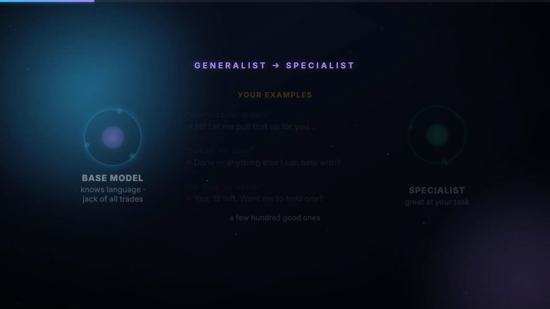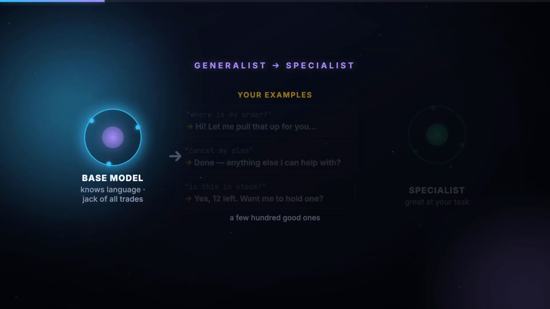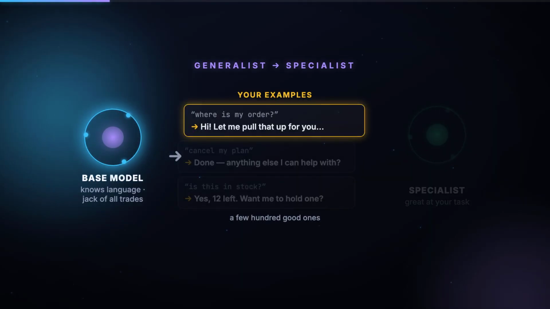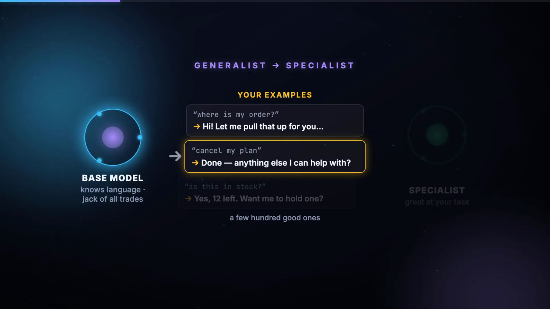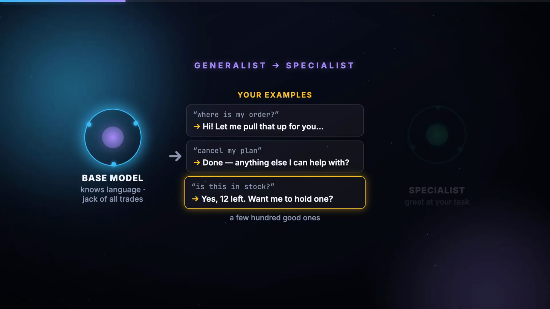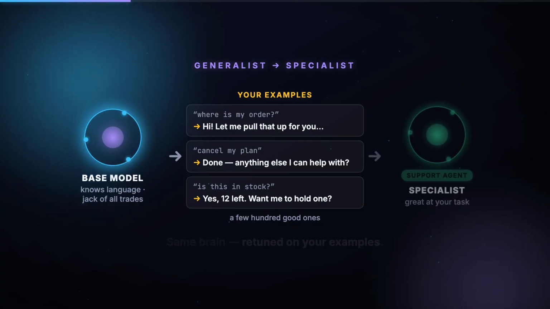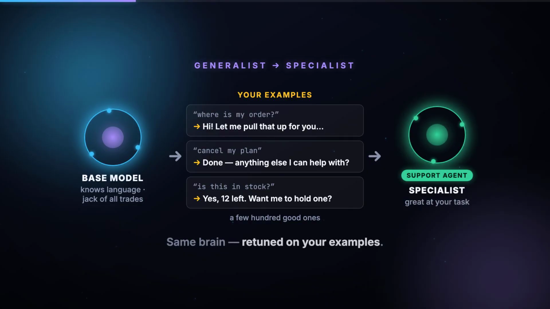You start with a base model, one that already learned language from a huge slice of the internet. Then you show it a smaller batch of examples, the kind of request you care about, each paired with the ideal answer, and slowly it shifts from a generalist into a specialist at your task.